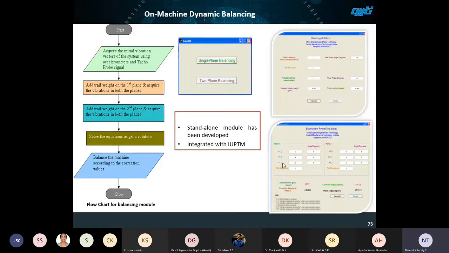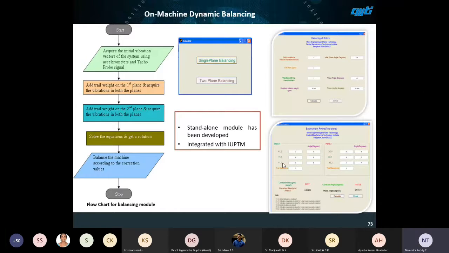Generally people do these measurements offline, but if you want to balance any rotor, one tachoprobe and one vibration sensor can help you do these modules, because the software you will be having inside the campus, you can manage with that.